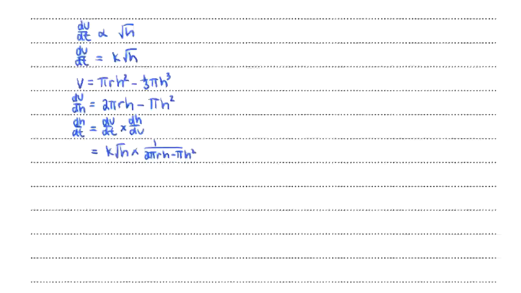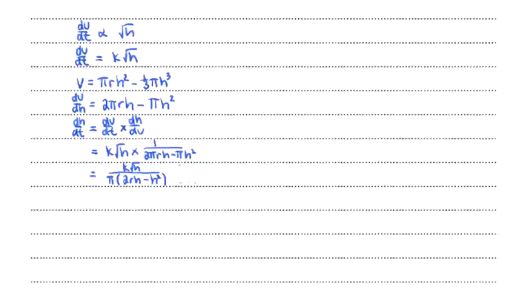So let's factorize the pi out from the denominator, and we'll get k root h on the numerator and pi, and in brackets, so it looks kind of similar to what we're aiming for, 2rh minus h squared. Okay, b is a constant on the top, and so we need to get rid of the h. How can we get rid of that? We can multiply by 1 over root h on the numerator and the denominator.